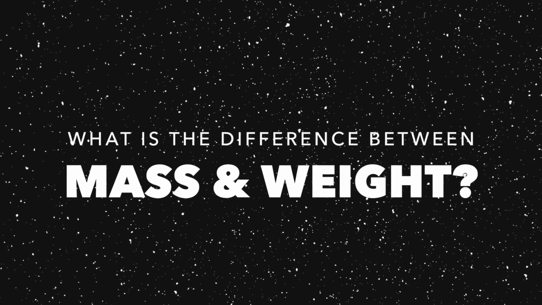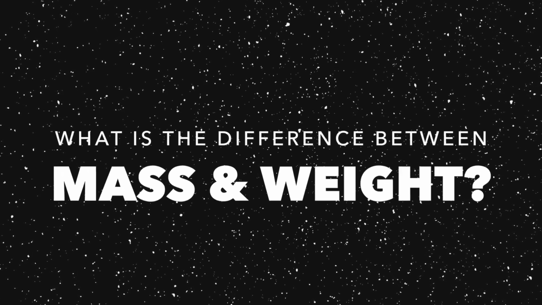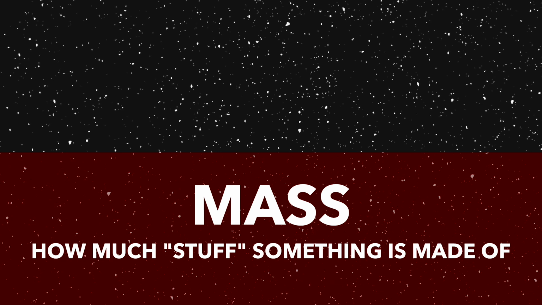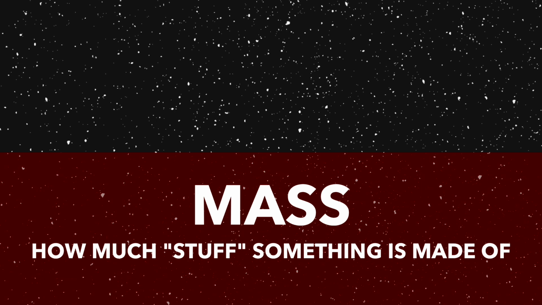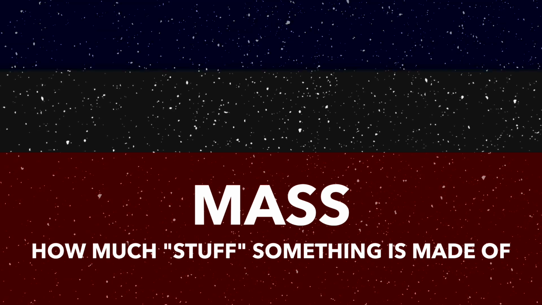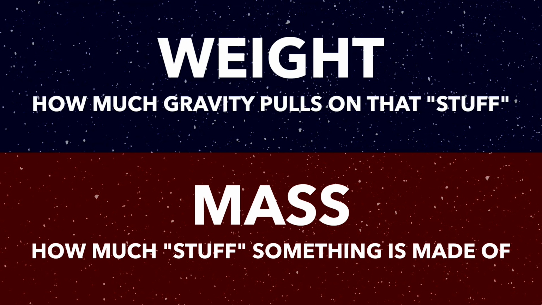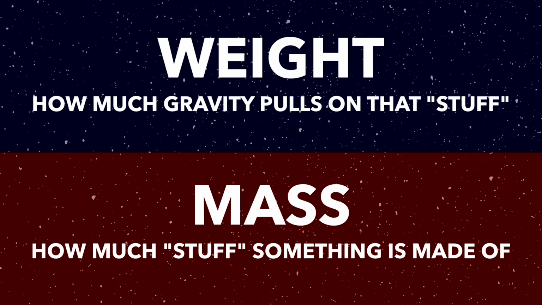So what is the difference between mass and weight? Mass is simply how much stuff or matter something is made out of, and therefore how hard it is to move or change its motion. And weight is how much that collection of mass or stuff is being pulled down by the force of gravity.